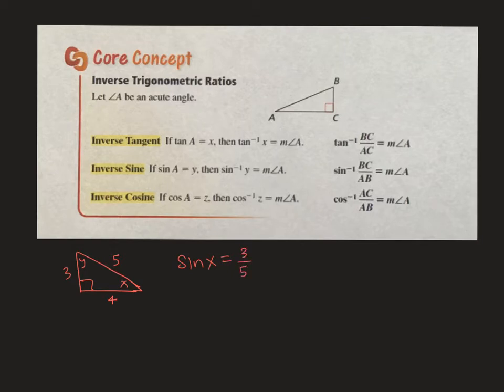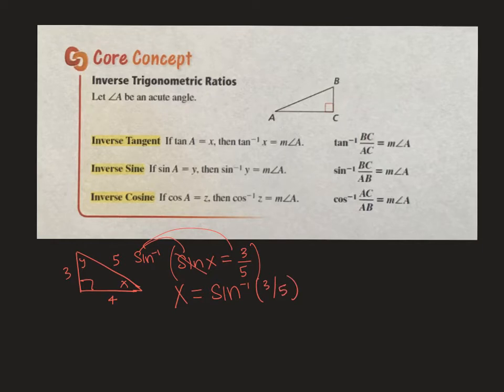So to undo my sine to get that angle X by itself, I'm going to do inverse sine. I'm going to apply inverse sine to both sides. That inverse sine is going to essentially cancel out my regular sine and just leave me with X. So X is going to equal inverse sine of 3 over 5.